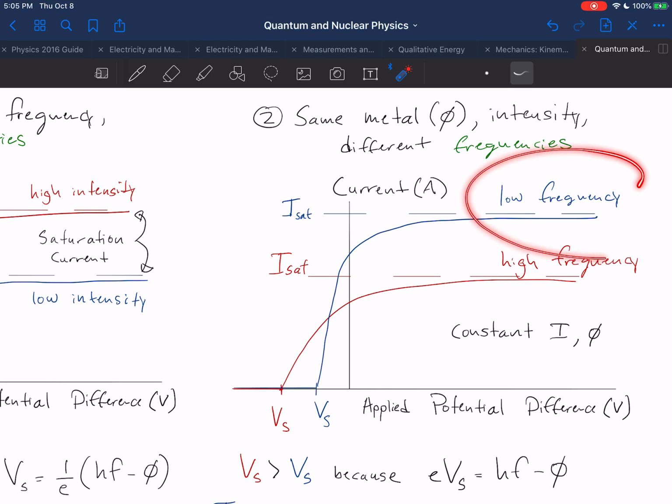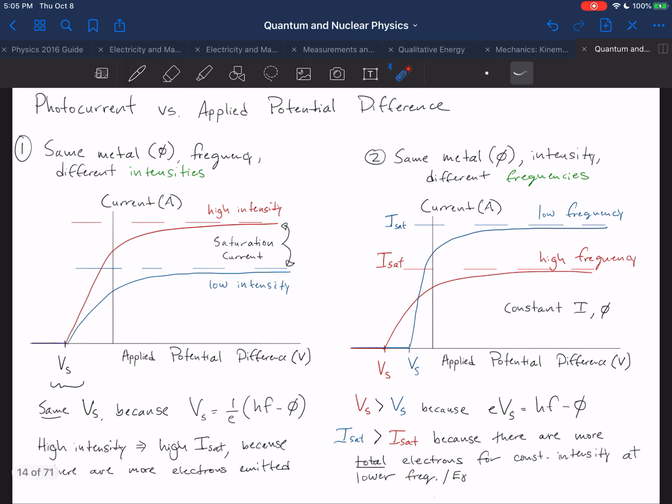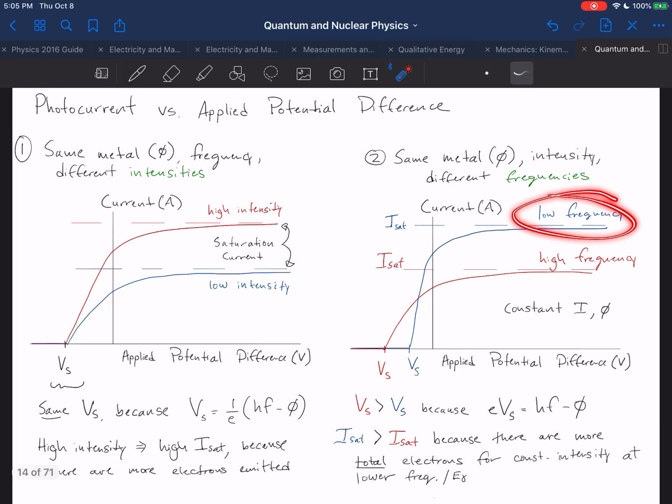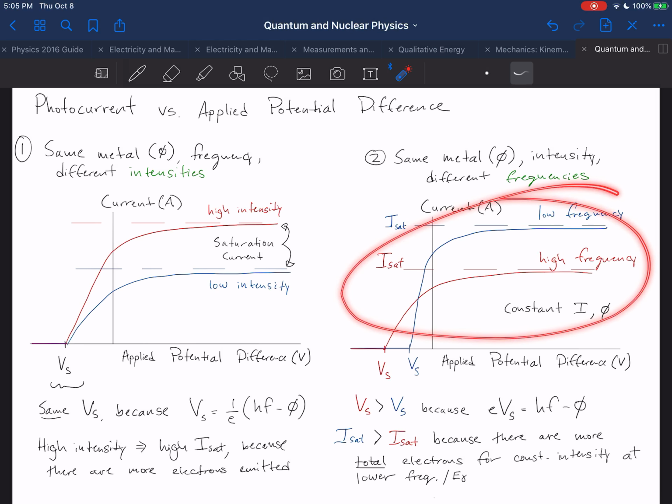Although it's worth noting that if you decrease the frequency too low, then you will get no photocurrent whatsoever. Eventually, at low enough frequency, no electrons are ejected. It's not enough energy to overcome the work function. So below the threshold frequency, you will get no photocurrent whatsoever.